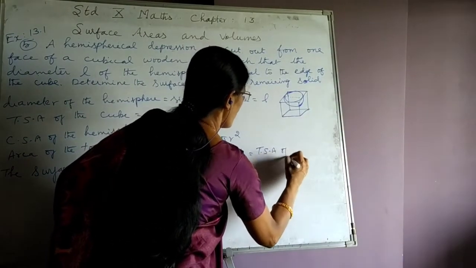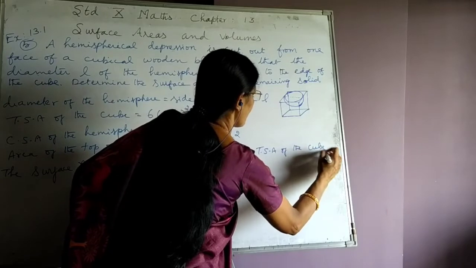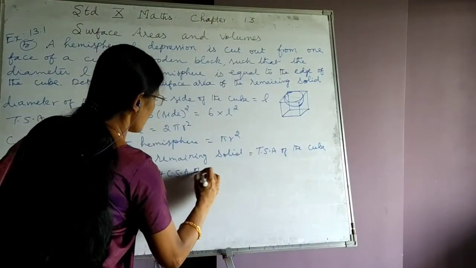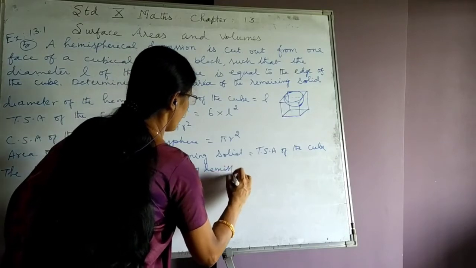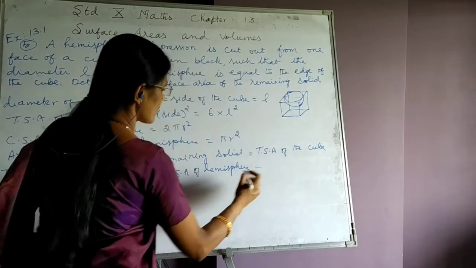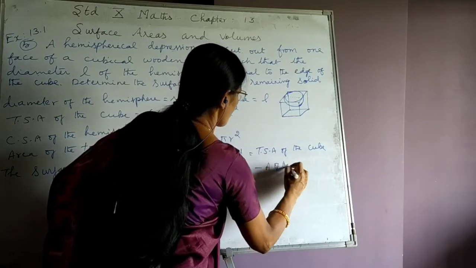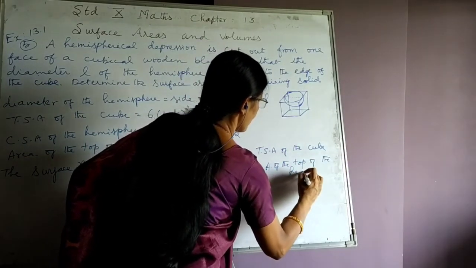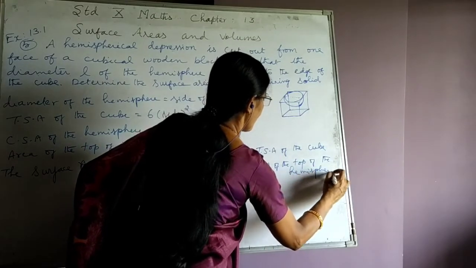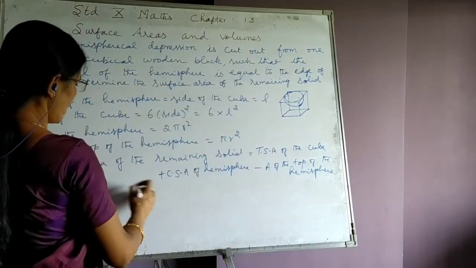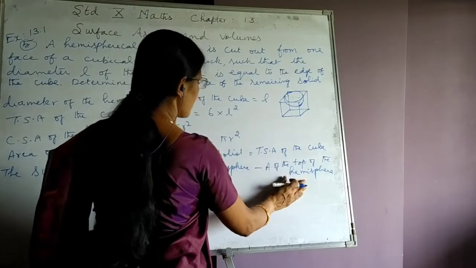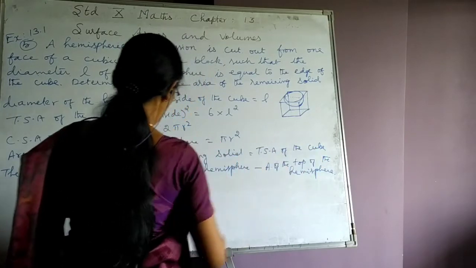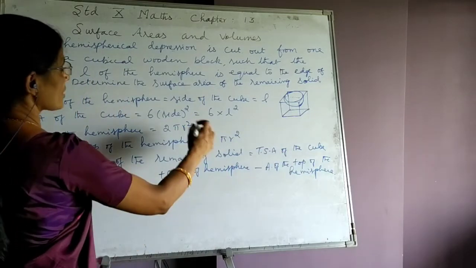TSA of the cube plus CSA of the hemisphere minus the area of the top of the hemisphere, or the base of the hemisphere. Why do we subtract this area of the top of the hemisphere? This is already included in the TSA of the cube. Therefore, we subtract this.